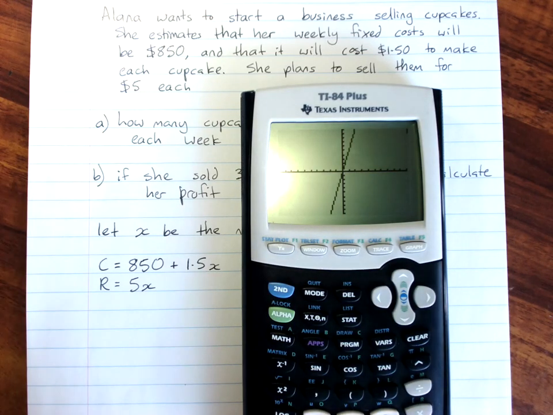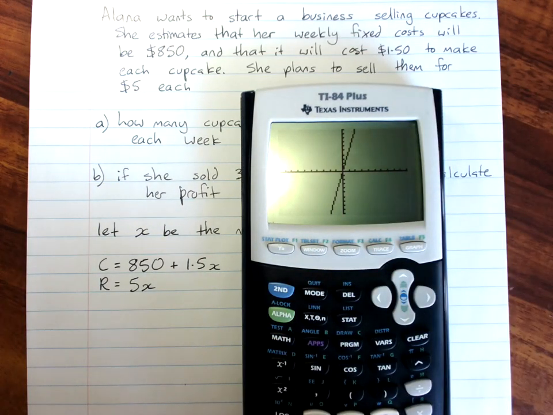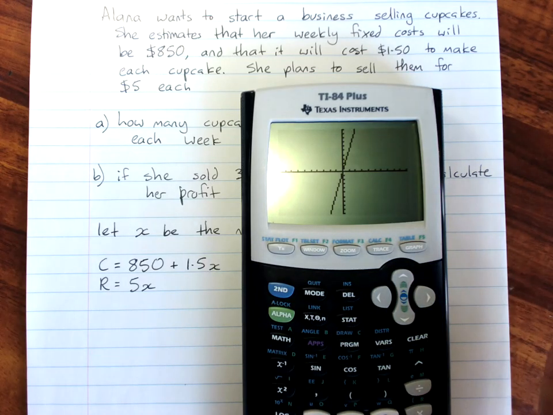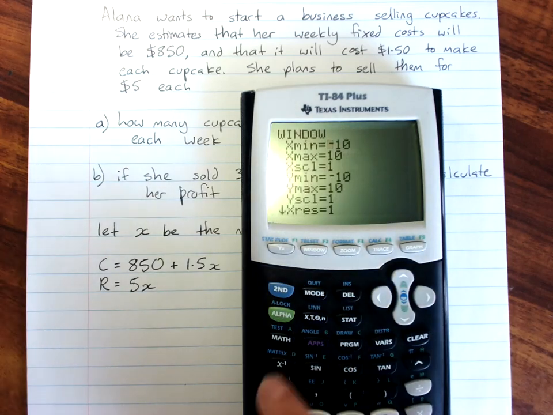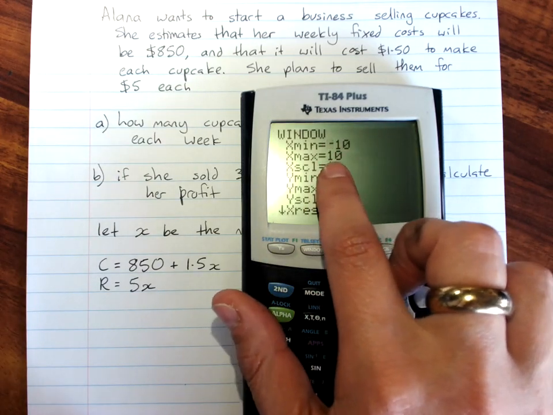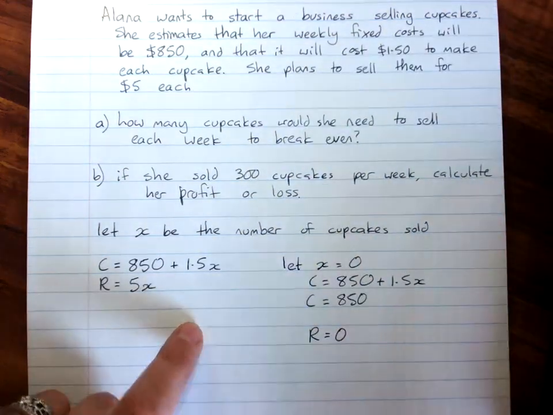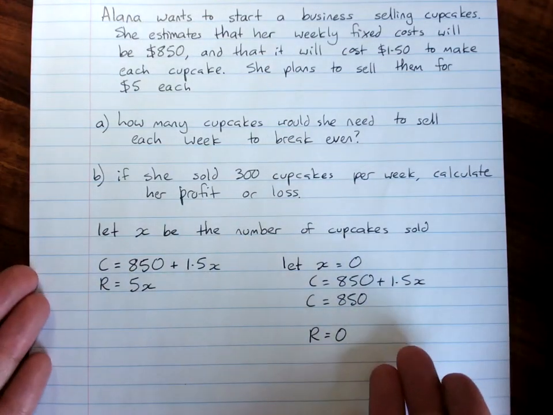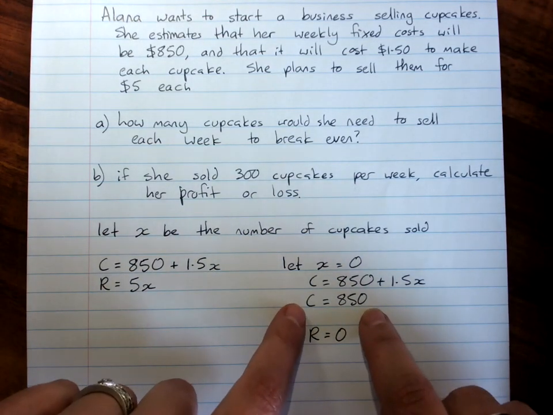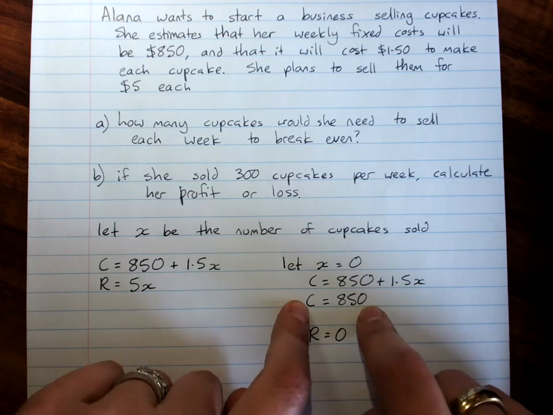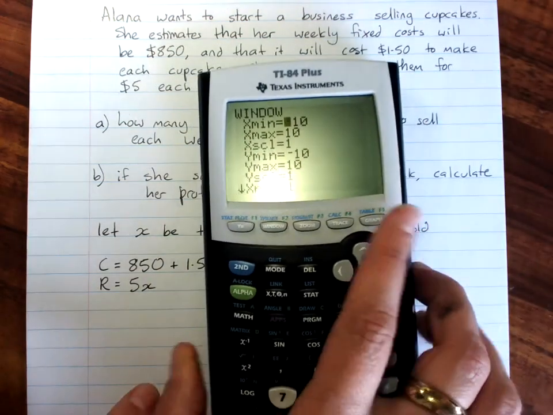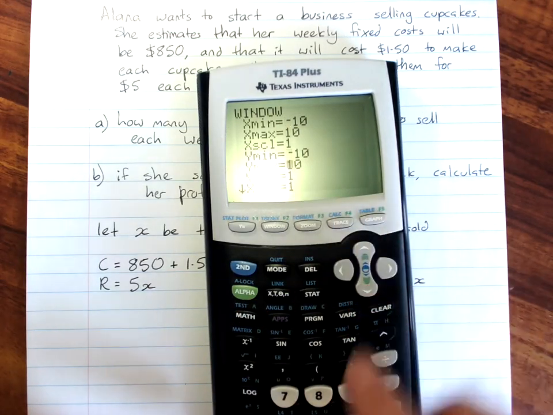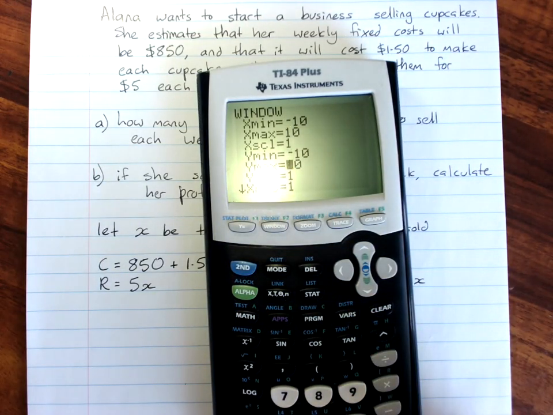Nothing happens. Oh look, we get a graph. I've only got one graph. Why do I have that? I haven't set my window up right. This is going up to 10x, 10 cupcakes. Is she really going to be selling 10 cupcakes? We start at 850 for the costs here on the y-axis. We've got to get our y-axis going up much further.